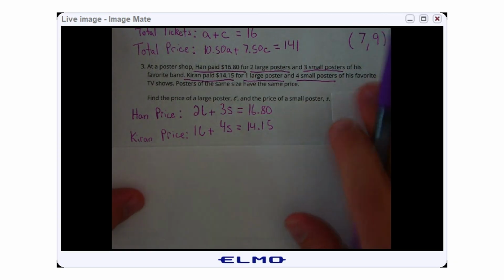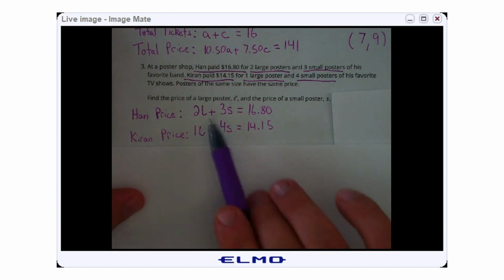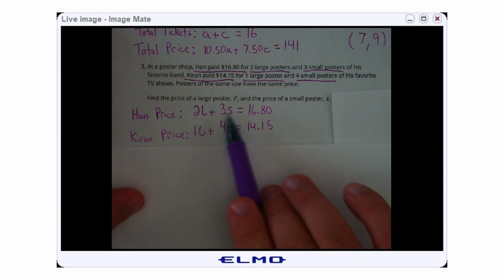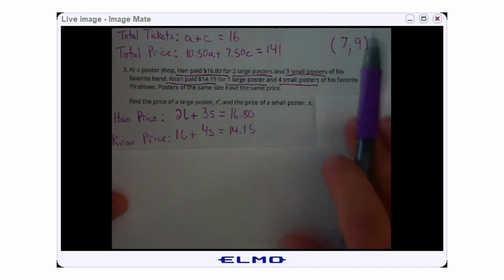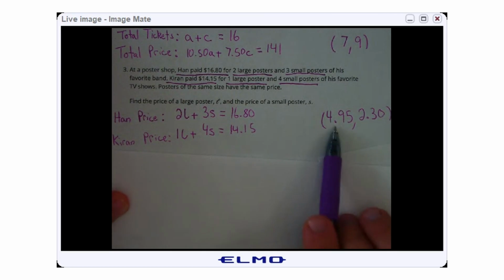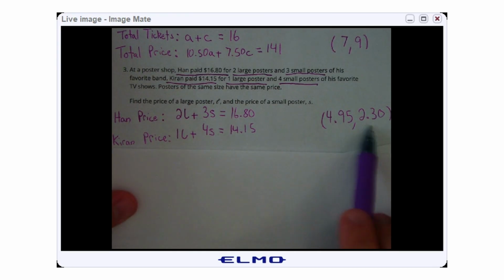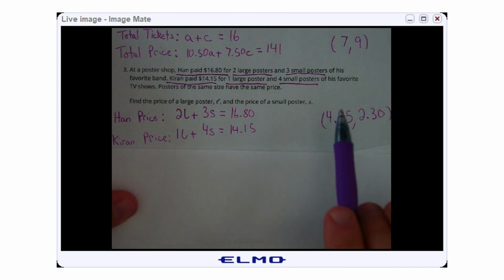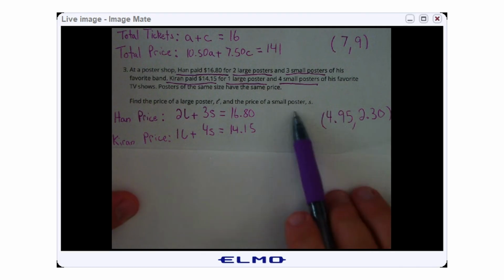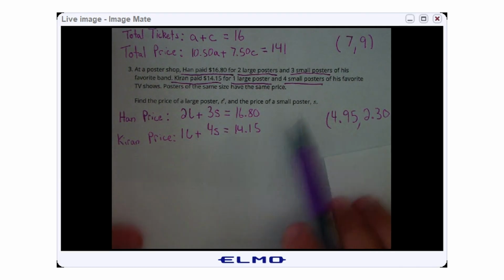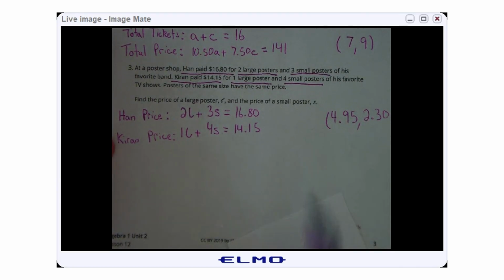Okay, what I did to find the solution to this is, again, I changed large posters to X and small posters to Y, and once I graphed these two things together, I found that they do cross at a point. That point that they cross at is 4.95 and 2.30. So that means that large posters are $4.95 and small posters are $2.30, which makes sense in the context of the problem. Okay, and that is all we have for 12.3.